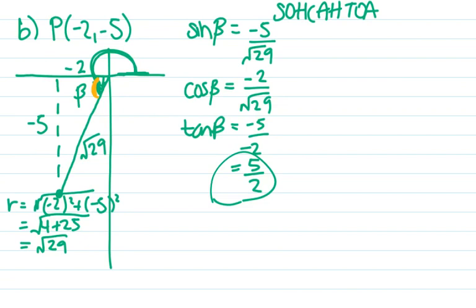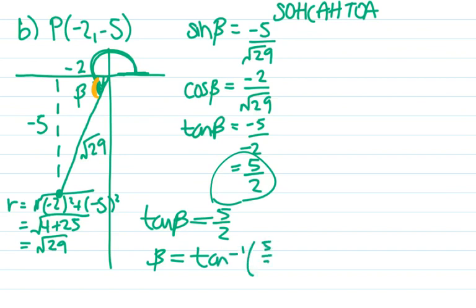So I want to solve for angle beta, so I'm going to use tan here. It seems like the simplest solution. So tan beta equals 5 over 2. So beta equals tan inverse 5 over 2. Punch that into your calculator, and that equals 68.2. Now, that's this little angle here.